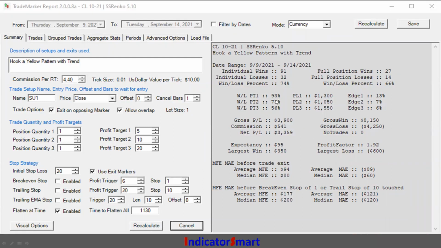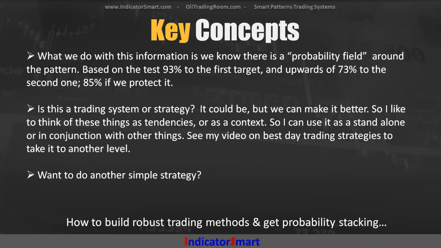It gives us 93, 75, 56 to 5, 10, and 20. I could have done this to 15, but it just happens to be what I had it set to when I did the test. So what do we do with this information? Well, what we know is that there's a probability field surrounding the pattern. So Trade Markers has enabled us to see that. Based on the test, 93% to the first target, upwards of 73% to the second target, and 85% if we protected it. We would protect it if we were trading it as a standalone system, which we could do.